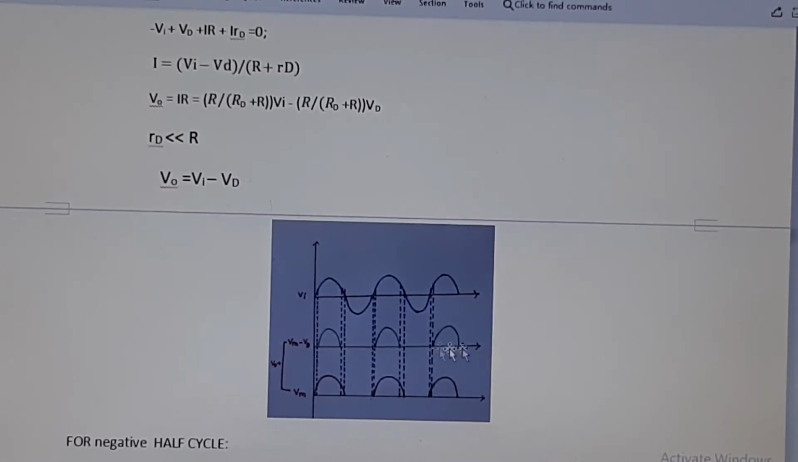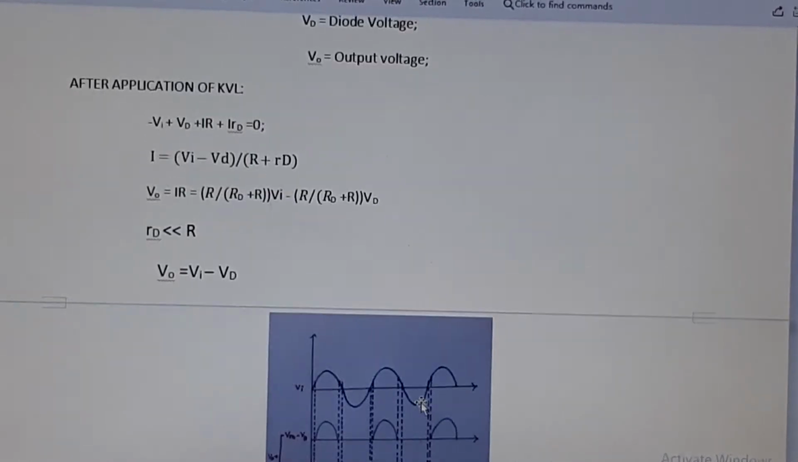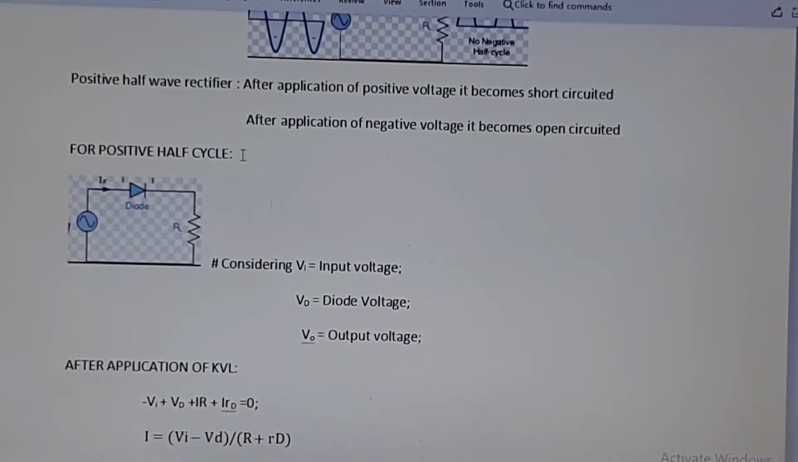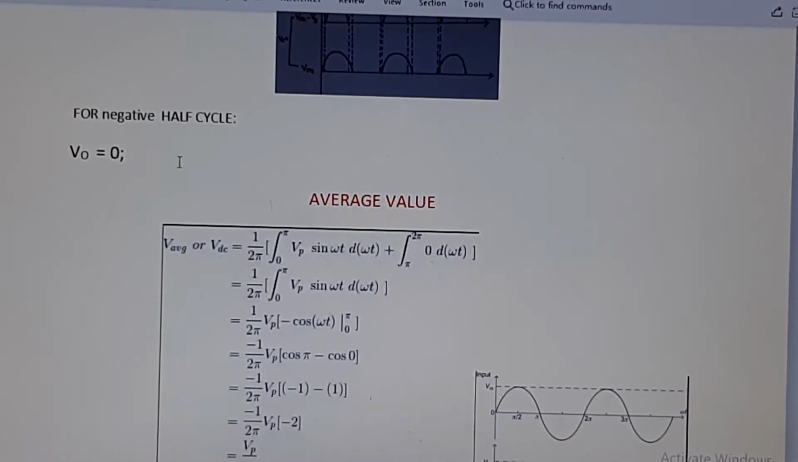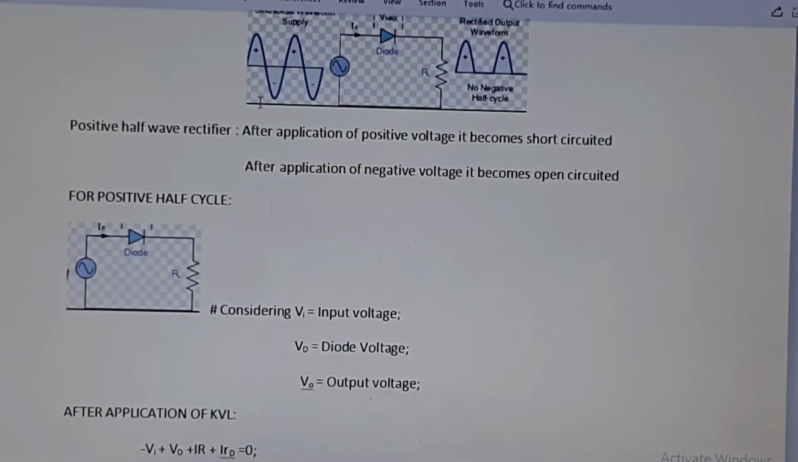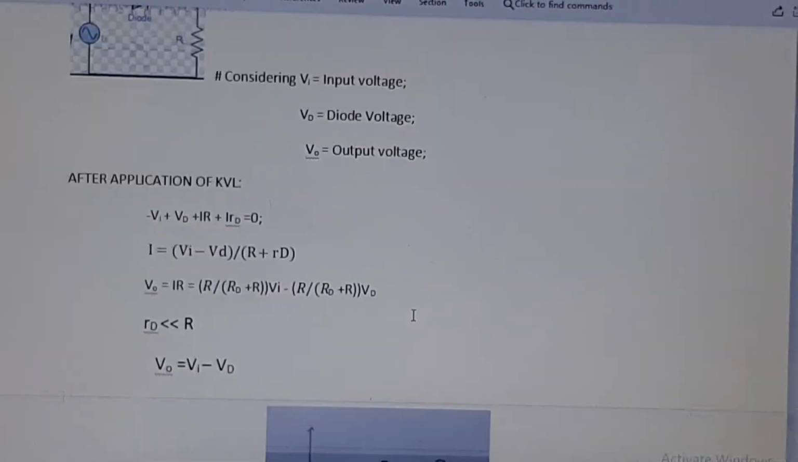This output voltage is called the piecewise waveform, and this is almost equal to the ideal waveform. But for the negative half cycle, as I said previously, the diode will be open circuited, and the V output will be 0. So this is the result of V output for the positive half cycle, and for the negative half cycle.